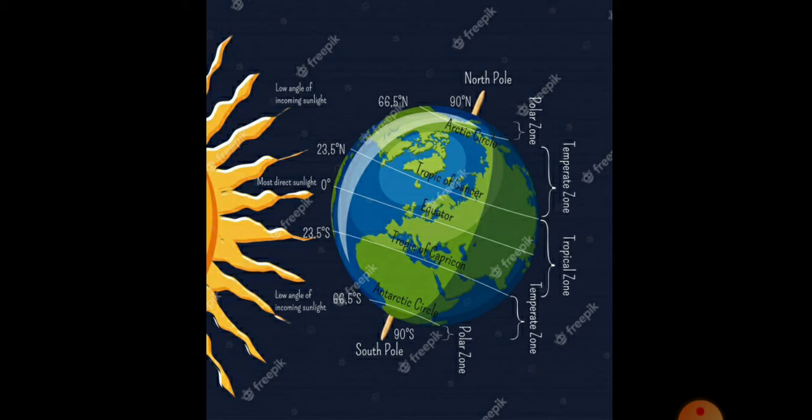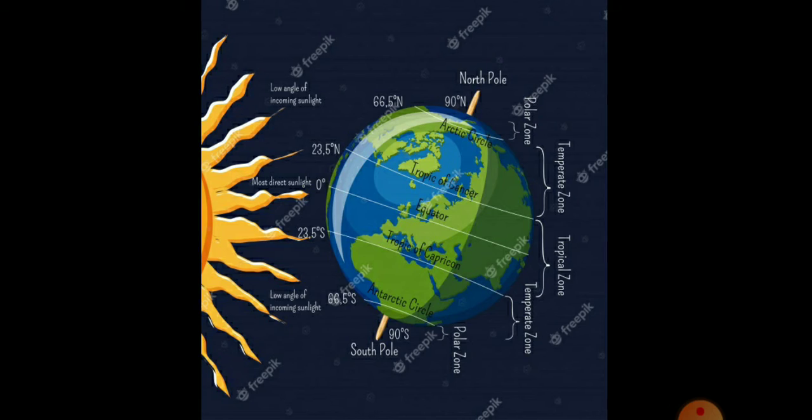Origin of wind. The speed of the wind is directly proportional to the pressure. That means when the pressure increases, the speed of the wind also increases.